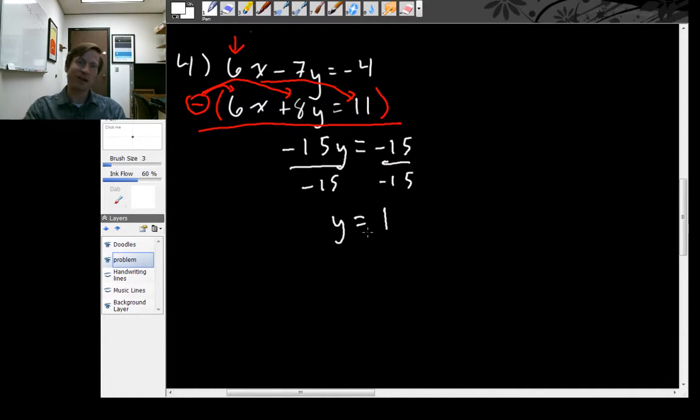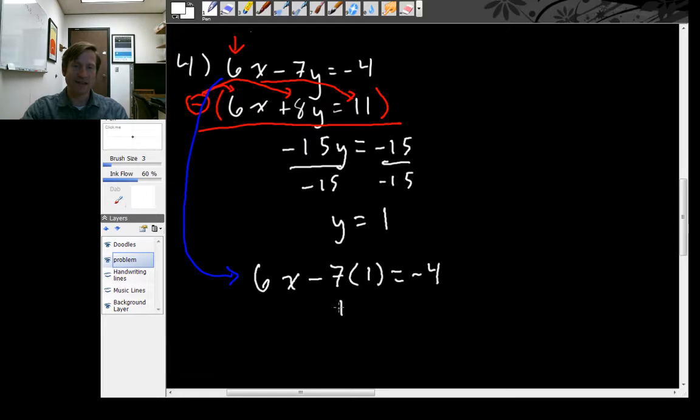Okay, now we know y. We have to go back and find x. We can use either the first equation or the second one. I'll use the first equation for no real reason. It's first, I guess. We get 6x minus 7 times y, but now we know that y is 1, so we'll put that in there, equals negative 4.